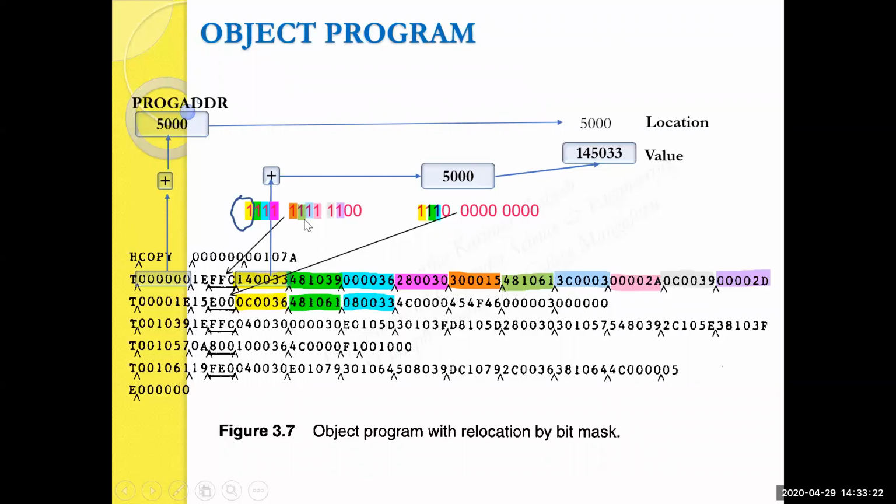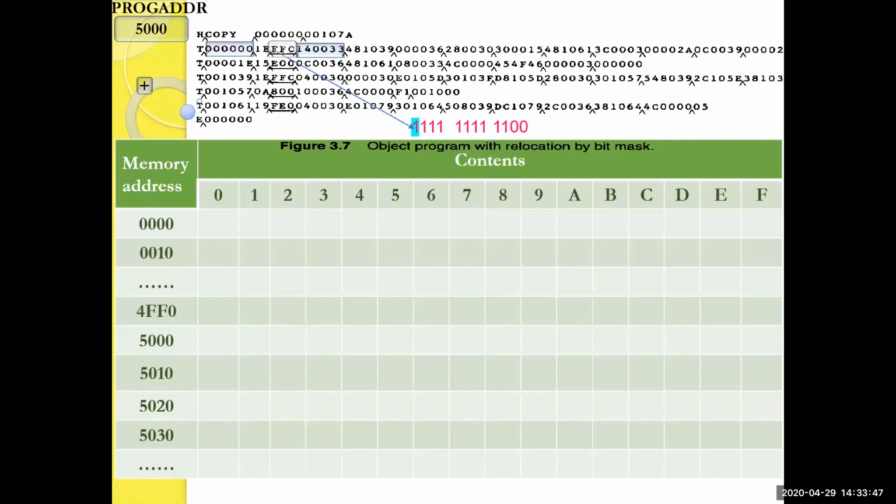However, if the relocation bit is 0, like for example, the relocation bits for the first 3 instructions are set to 1, while for the fourth instruction it is 0. When the relocation bit is 0, the object code is directly moved into the memory at the address indicated in the text record plus the program address. No modification is done to the object code. We'll see how this works for the object program that we have just examined.